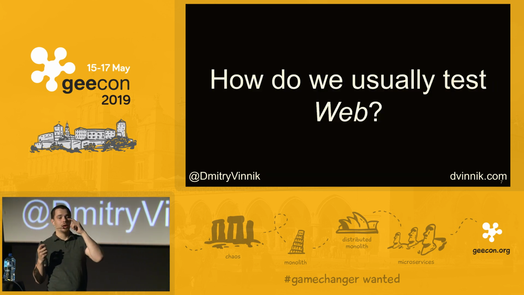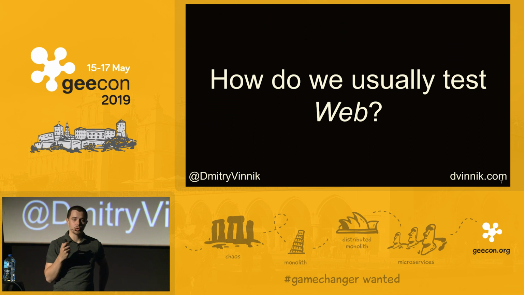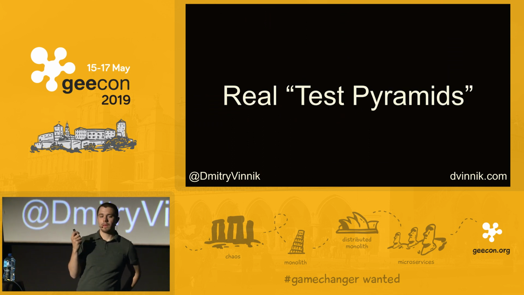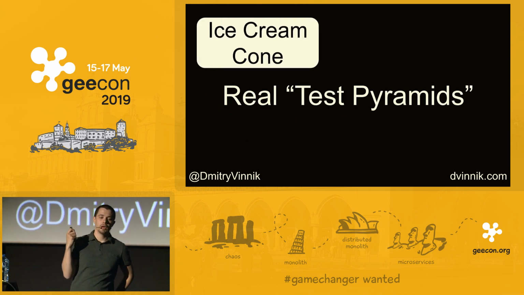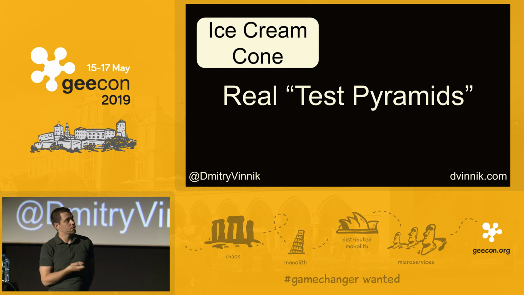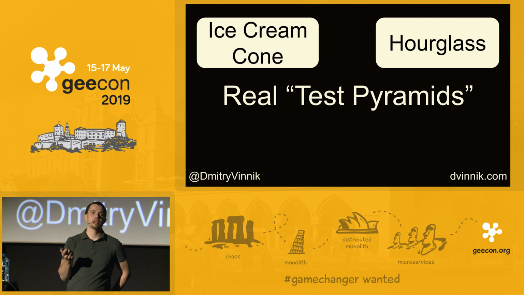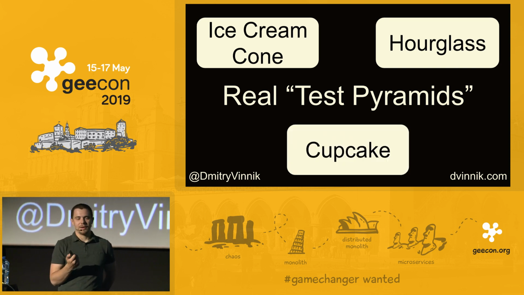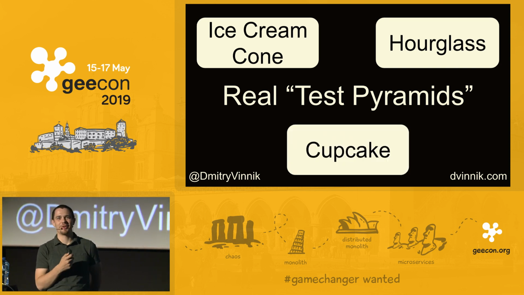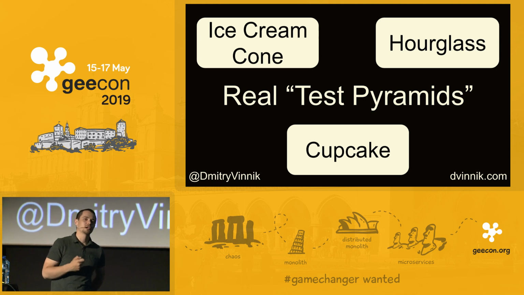And this is why in real life, in terms of web testing, we unfortunately have different types of test pyramids. The first one is the so-called ice cream cone. Another one is an hourglass. And the last one is a cupcake. They're fairly sweet kinds of pyramids, but unfortunately they're not so sweet to work with.